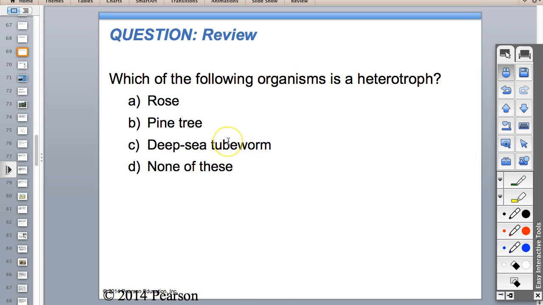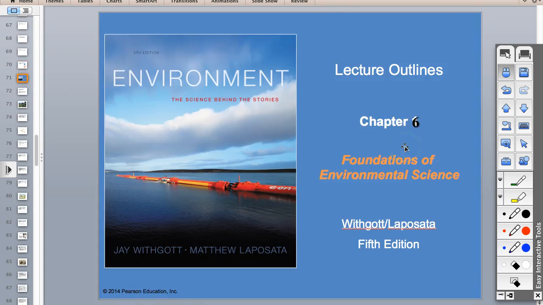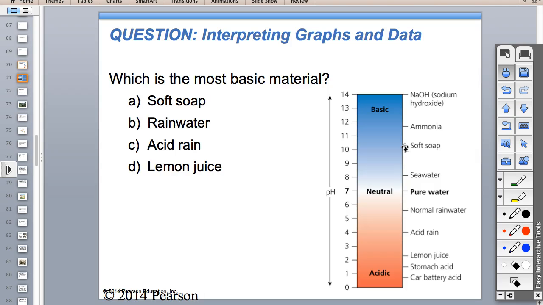So that's going to be a deep sea tube worm. Worms don't do photosynthesis. What is the most basic thing here? It's the thing closest to 14, and so that's going to be probably soap. Yep. Wait, I thought you said tube worms were chemosynthesis. It's the bacteria that do chemosynthesis. Bacteria do it. The tube worms feed off of it.